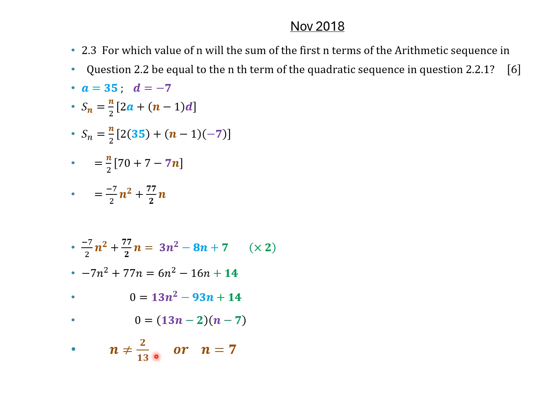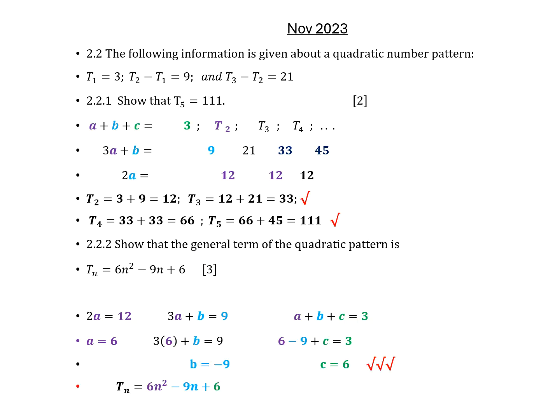n cannot equal a value that's not a natural number, so it can't equal 2 over 13, so n equals 7. Alright, so I hope you follow that question. Now we're going to be looking at November 2023.